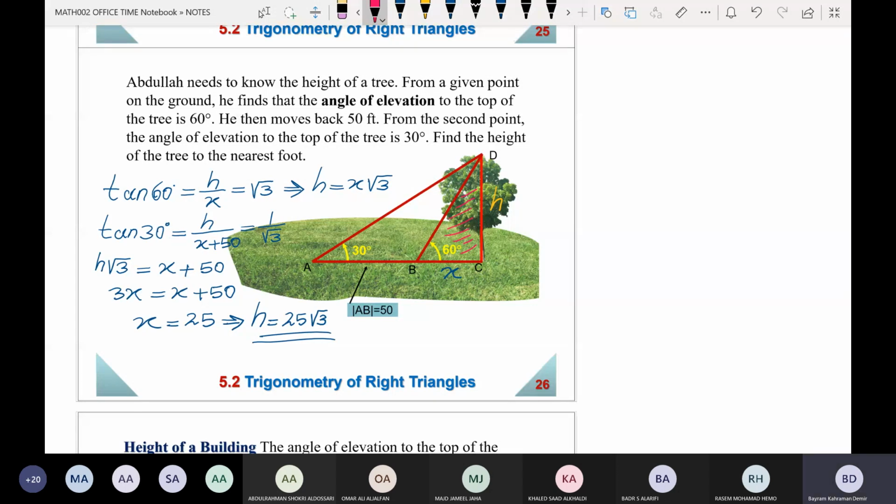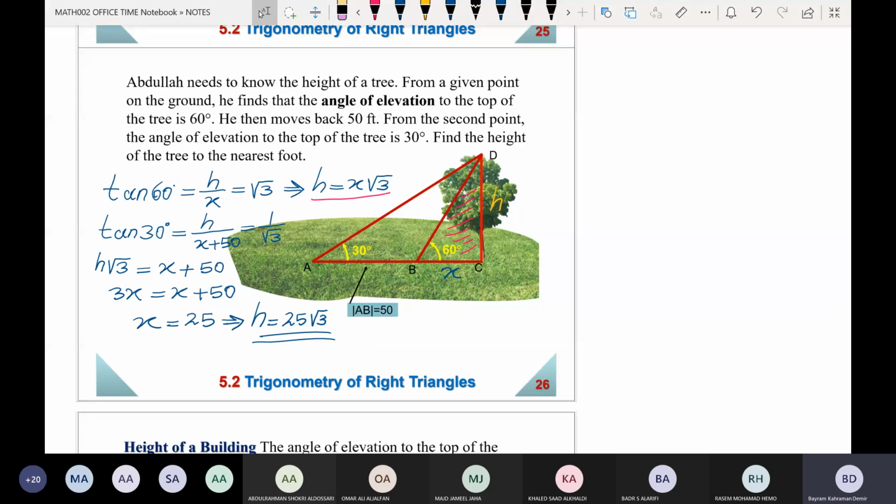If you use the tangent of 30 and tangent of 60 here, tangent of 60 is H divided by X, of course. H divided by X is equal to √3. That means H must be equal to X times √3. Okay, this is the first step. H is equal to X times √3. Now I have a connection between X and H.